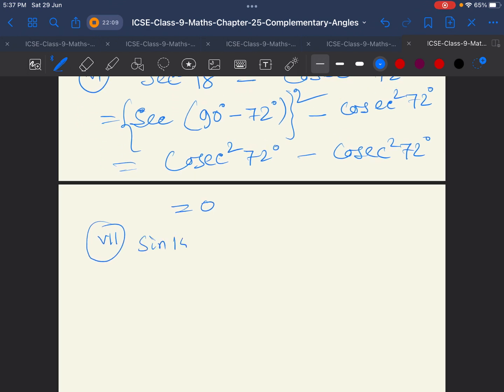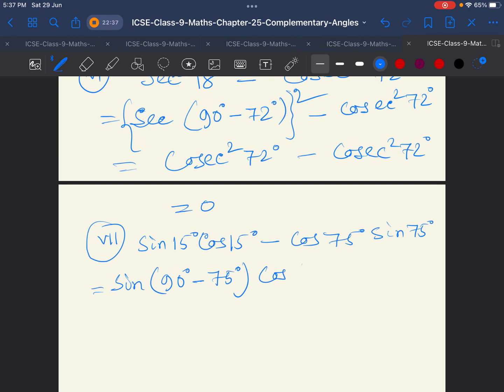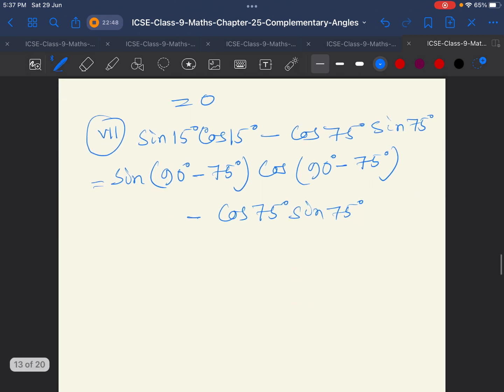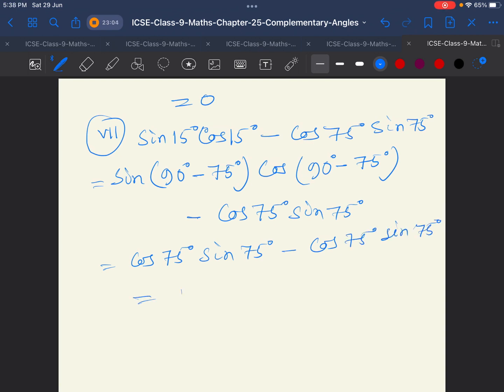Now question number 7: sin 15 cos 15 minus cos 75 sin 75. Here sin 15 we can write as sin (90 minus 75), and cos 15 as cos (90 minus 75), minus cos 75 sin 75. So sin (90 minus 75) we can write as cos 75, and cos (90 minus 75) we can write as sin 75, so cos 75 sin 75 minus cos 75 sin 75, which is 0.